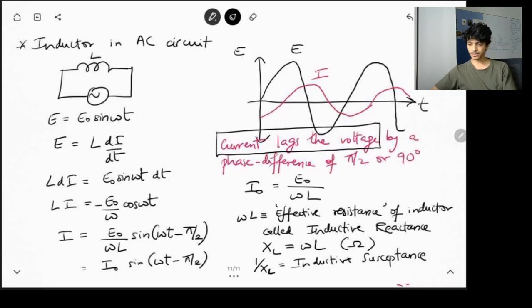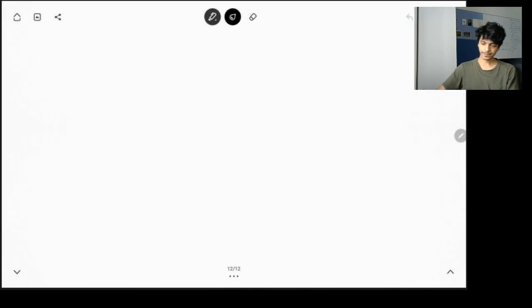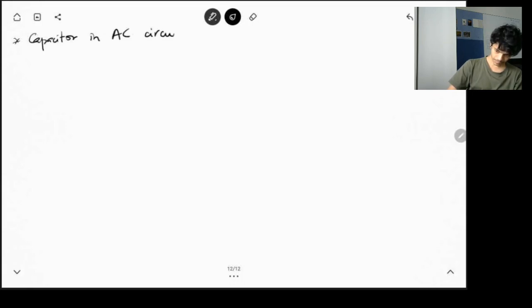So XL is like the resistance, and 1 over XL is like the conductance of an inductor. Now let's look at the same thing again, this time for a capacitor. So this time our circuit looks like this.